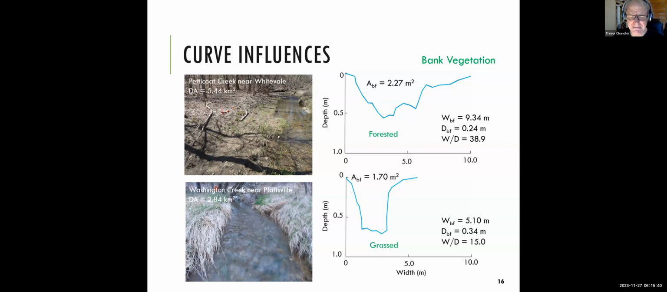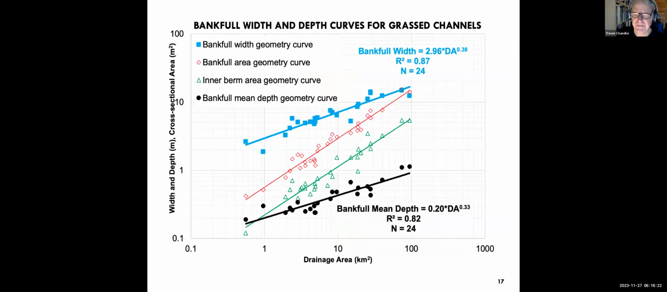And the interesting thing is that the bankful areas don't change. They're still correct, and the bankful areas are not influenced by vegetation type, just the width and the depth. So in wooded areas, a lot of the cross-sectional area is expressed as width, whereas in grassed areas, a lot of the cross-sectional area is expressed as depth. So something important to consider if you're using a regional curve to estimate how wide a channel should be, you need to consider the vegetation type.